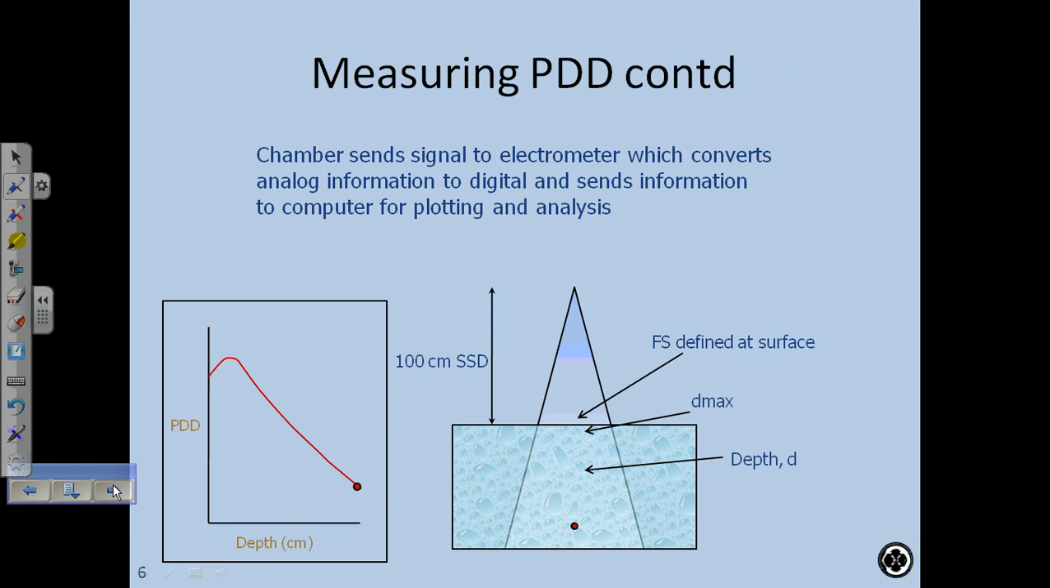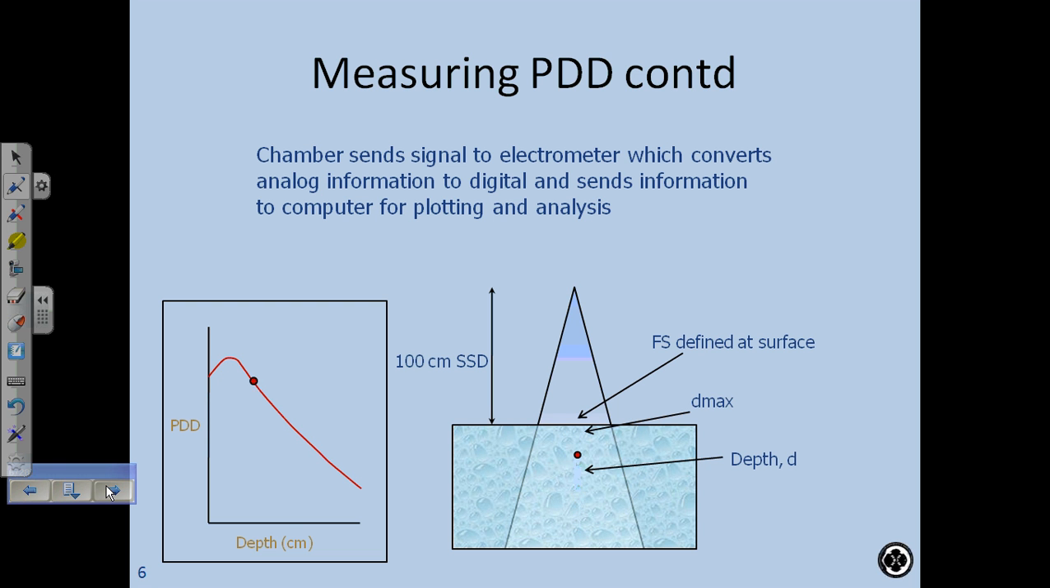Measuring PDD, continued. Here's a little animation. This is how we measure PDD. Place the chamber at some depth, and we move it upwards. As we move it, the chamber is connected to an electrometer, and the electrometer is connected to the computer, and this is the computer screen. You folks have seen that when we work together. So that's the water surface.